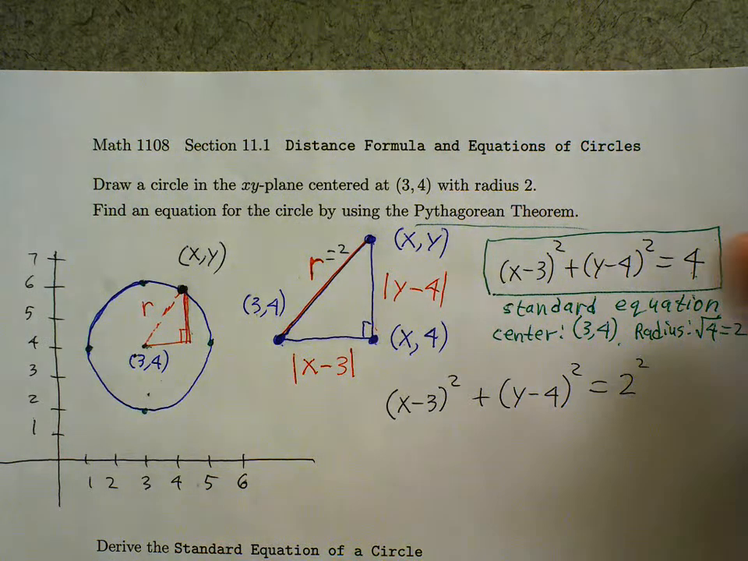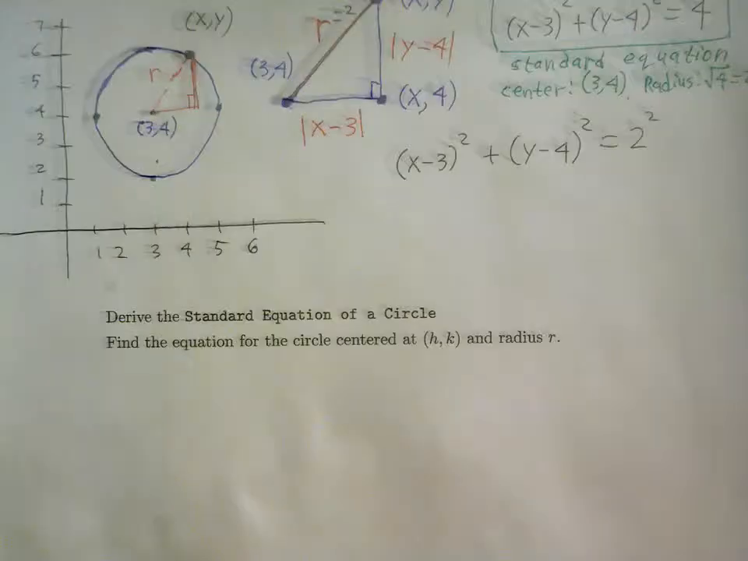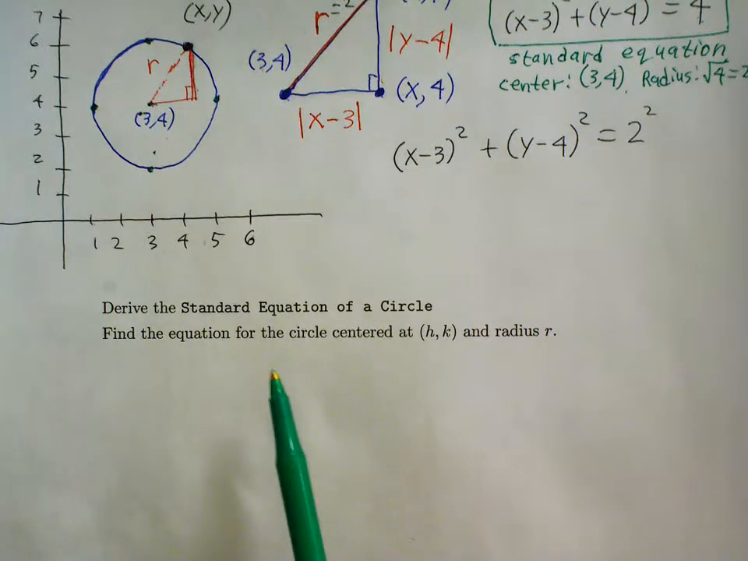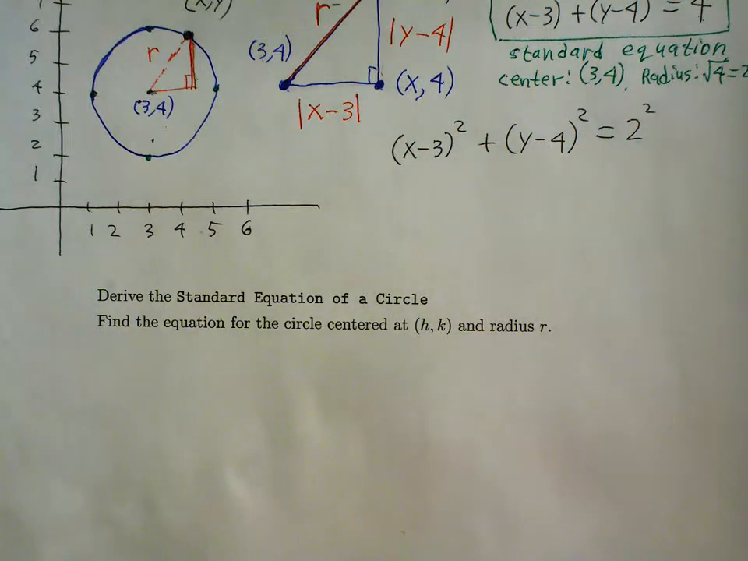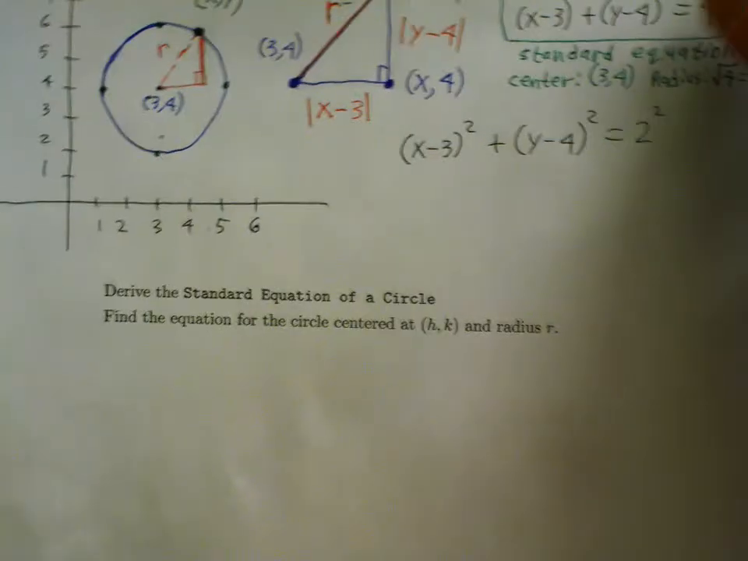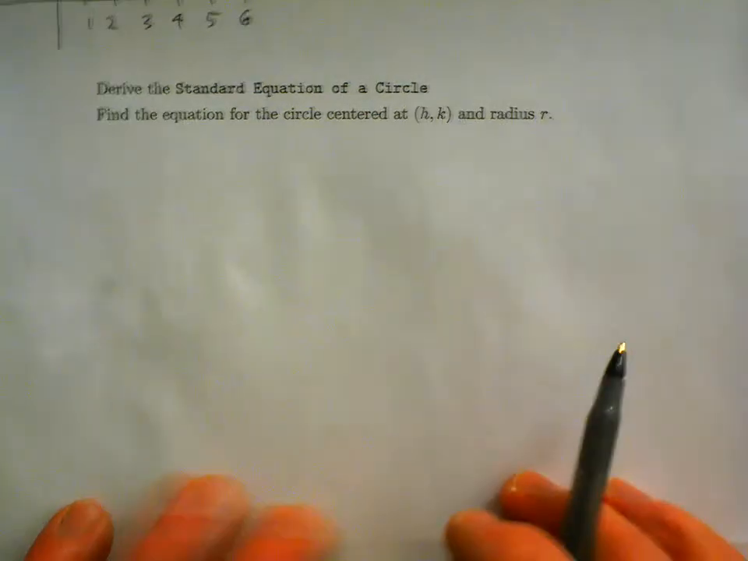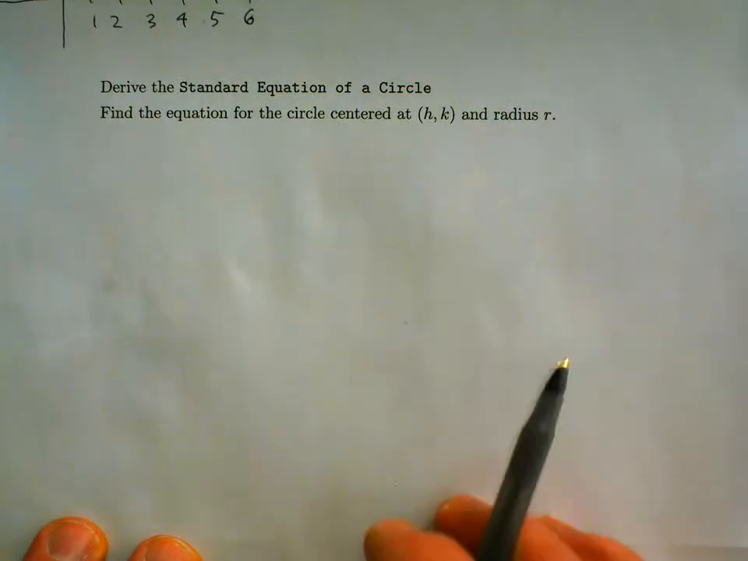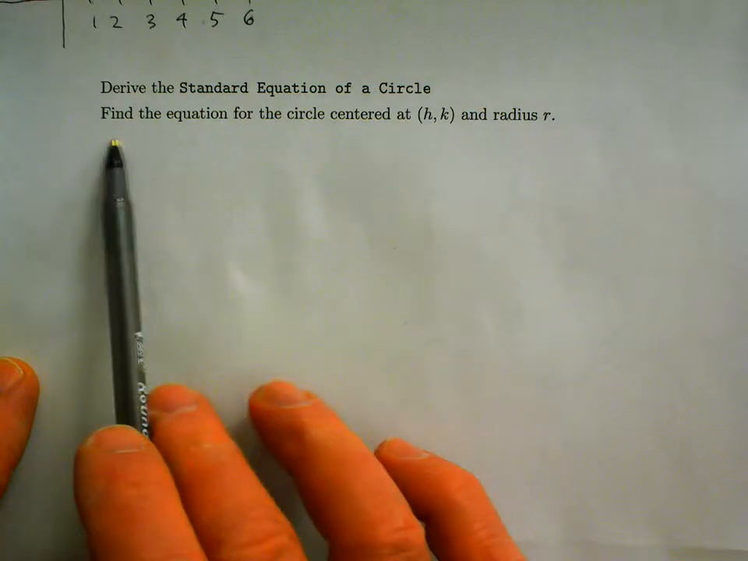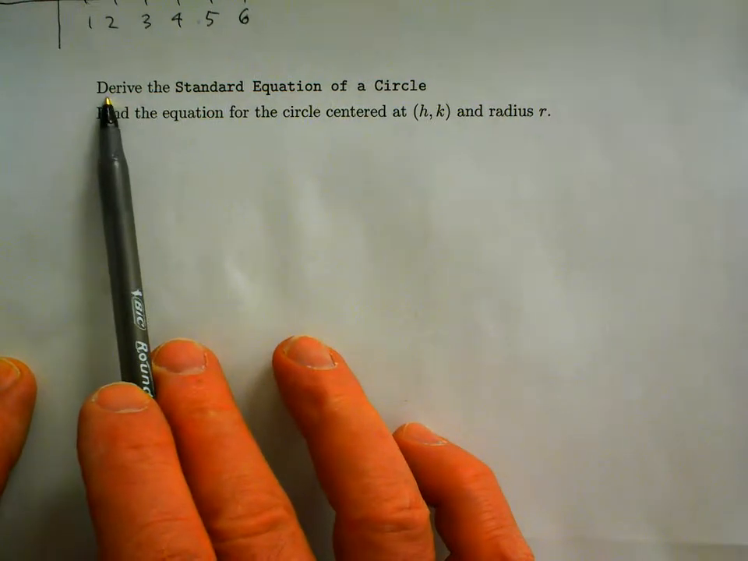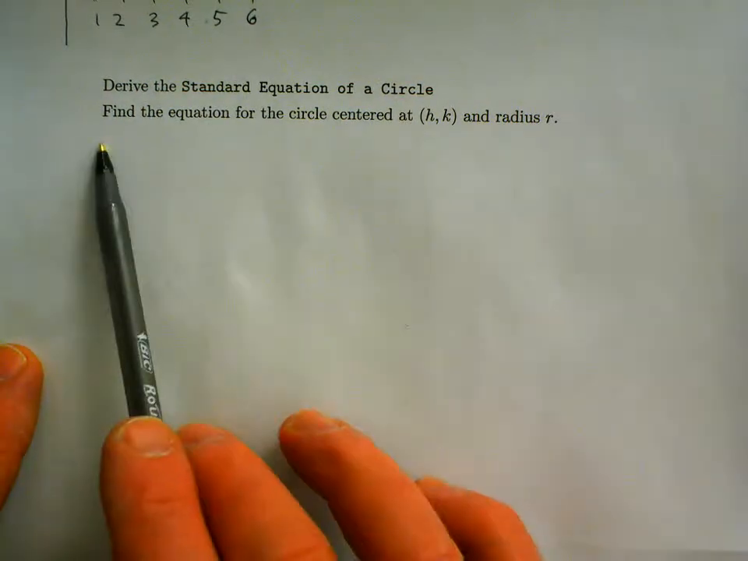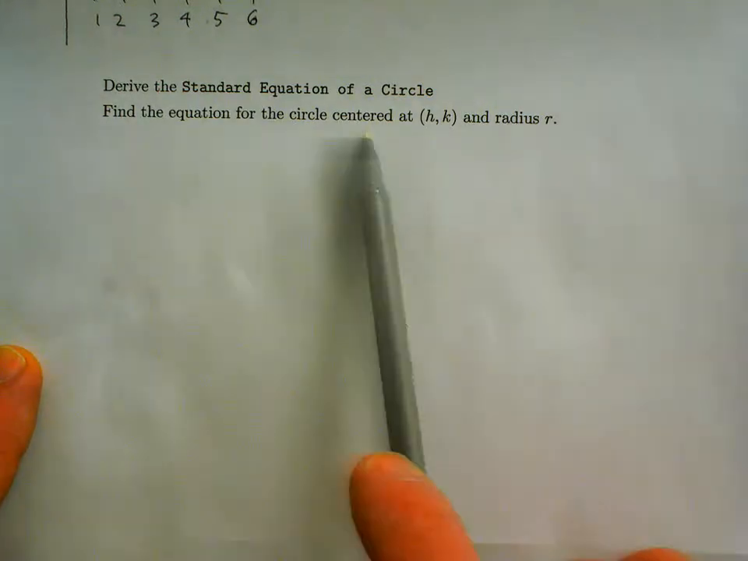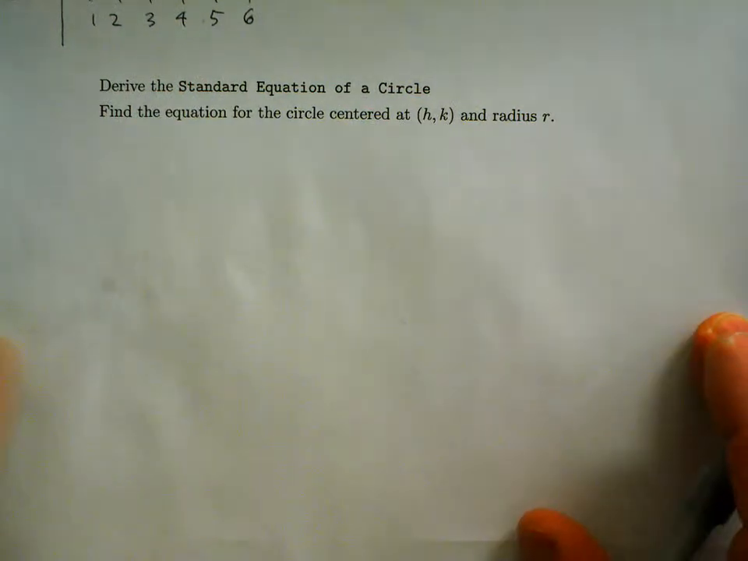Okay, in the next item, we're going to generalize what we did in this particular example. So what we're going to do is derive the standard equation of a circle using the same idea that we did previously. Find the equation of the circle centered at (h, k) and radius r.